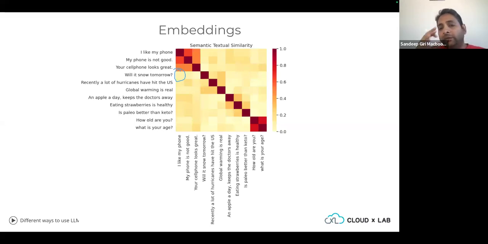Essentially, we computed the distance between each pair of sentences and put it into this bitmap, where the higher number is represented by a darker color, and the smaller number is represented by a lighter color. You can very clearly see that the things that have no correlation in meaning are brighter, right? For example, "What is your age?" and "I like my phone." At the same time, "How old are you?" and "What is your age?" are very close by.